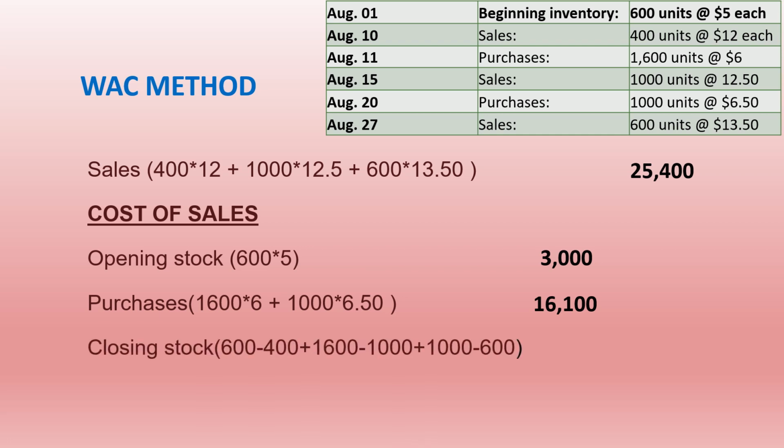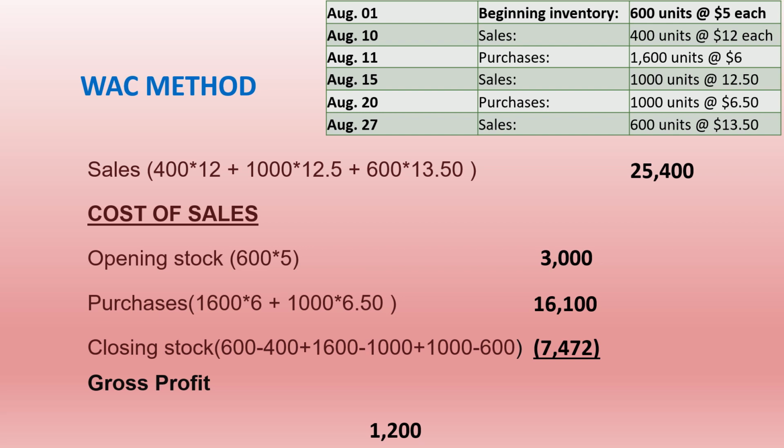Now it's the time to calculate the closing stock. The closing stock value is, as a quantity, 1,200. So how are we going to calculate it? For that, we have to take the weighted average cost. So this weighted average cost can be taken by following the FIFO method.